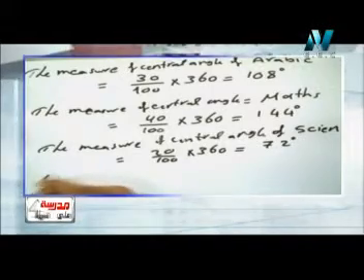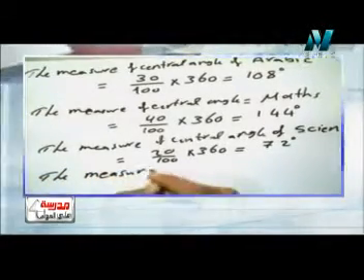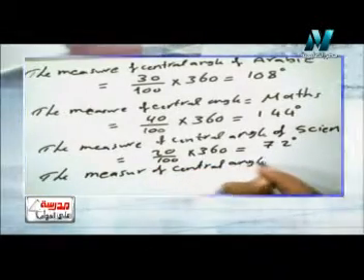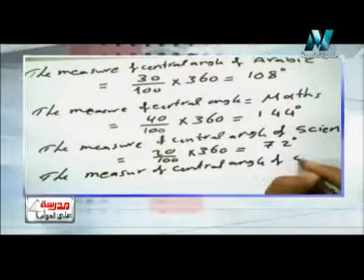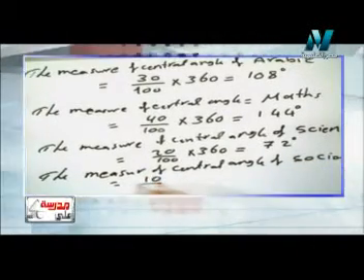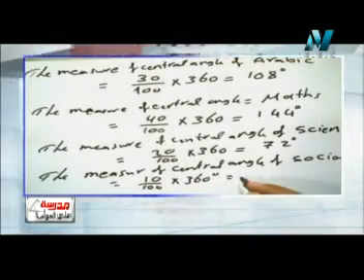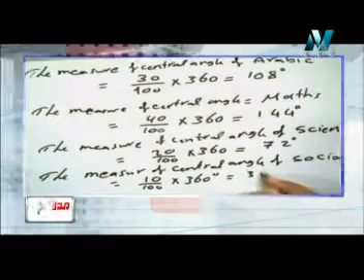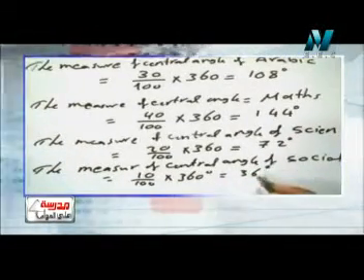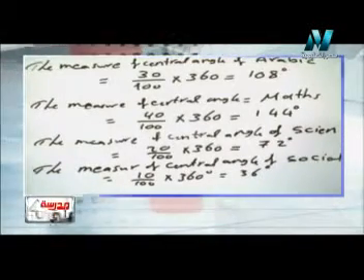The measure of the central angle of social equals 10 over 100 times 360 degrees equals 36 degrees.